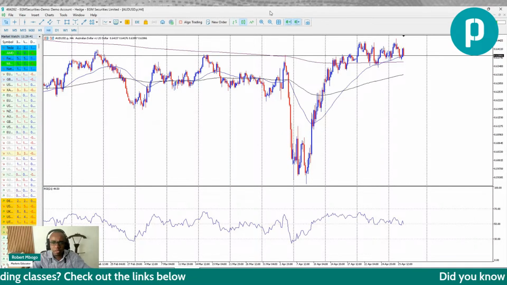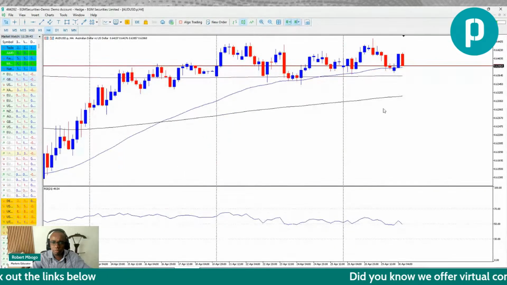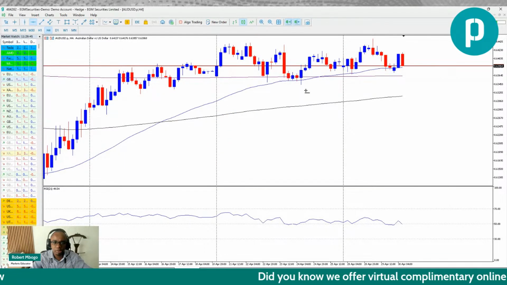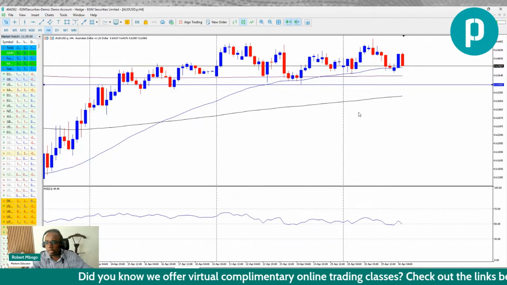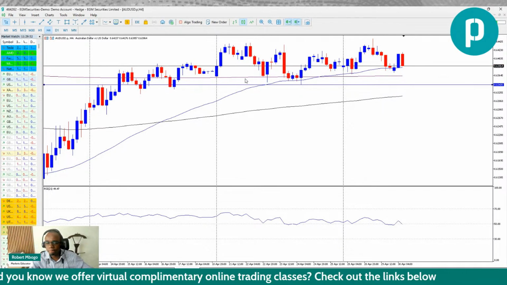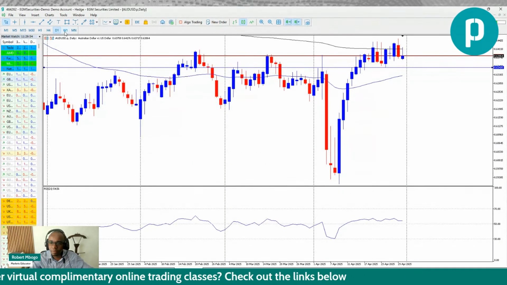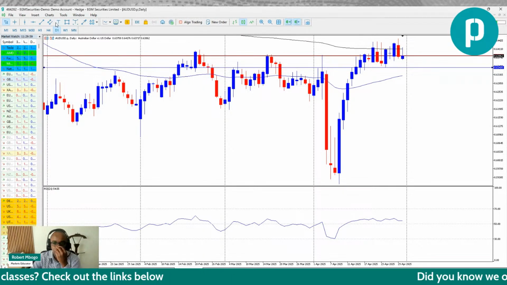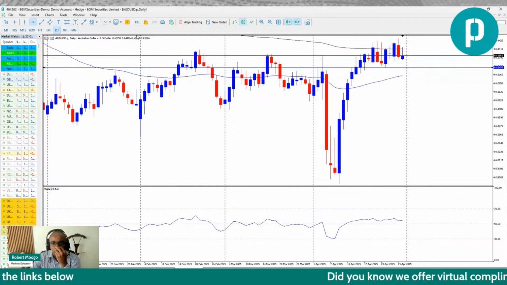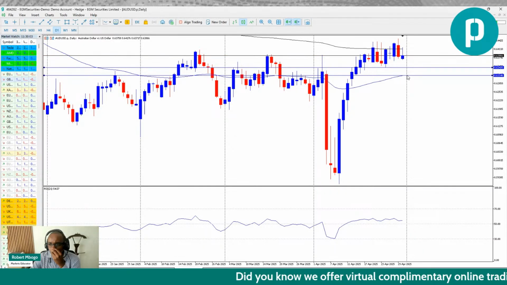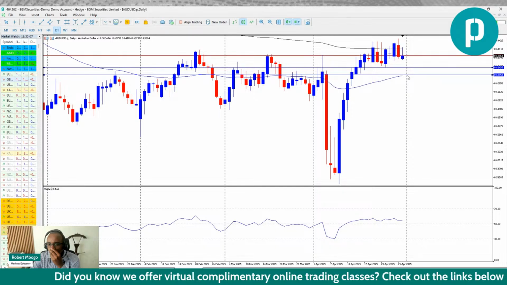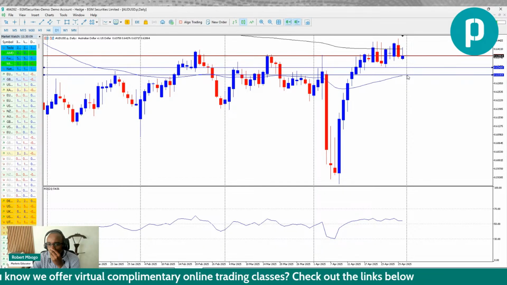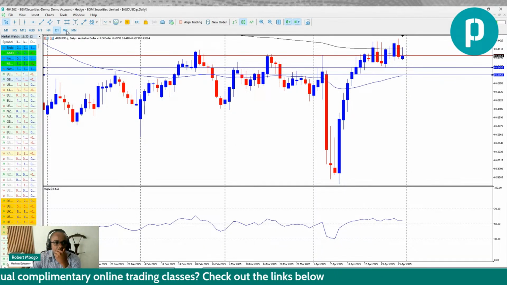So let's have a look at the low of last week as a possible area of support. 63.43, that's around 43 pips from the current market price. Then let's look at the weekly.